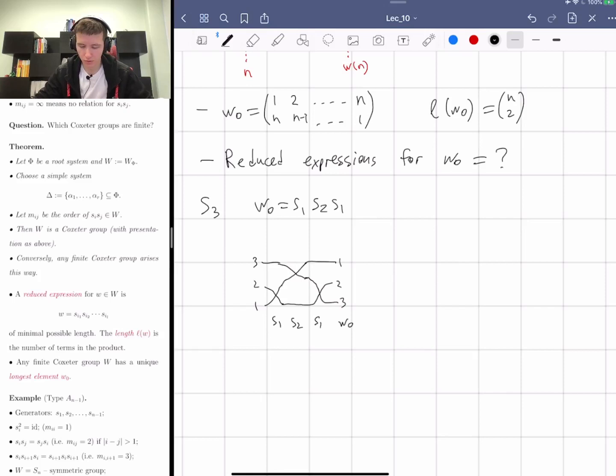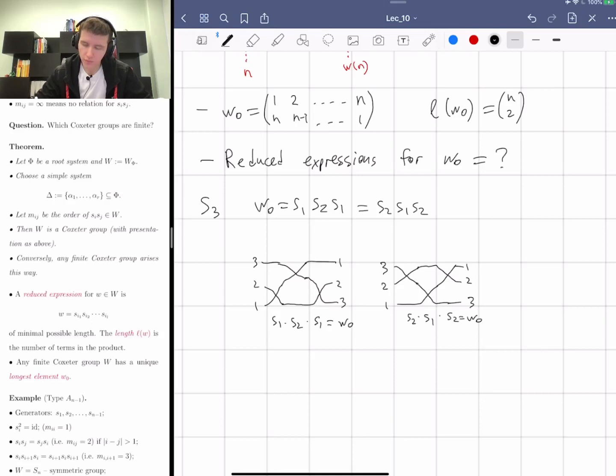Okay. Is there any other reduced expression for W naught in S3? Okay, thank you. Right, the other one is S2, S1, S2. And so the corresponding picture would be 1, 2, 3, then S2, S1, S2.